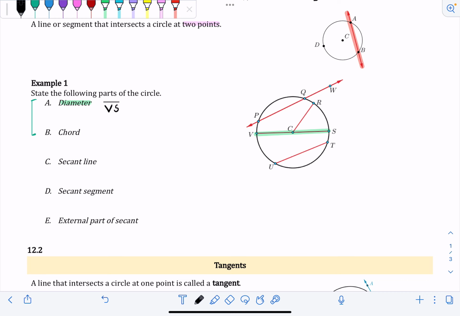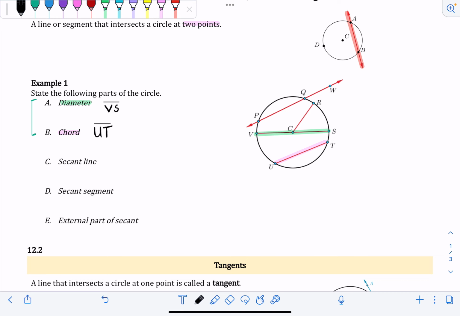So segment VS. And then a chord is a segment in a circle that attaches to the circumference of the circle, but it doesn't cross through the center. So in this case, it would be segment UT or TU. The order doesn't matter, so you can write it either way. Just like for the diameter, I could have written it as SV instead of VS. So order doesn't matter there, but for the chord, it would be segment UT.